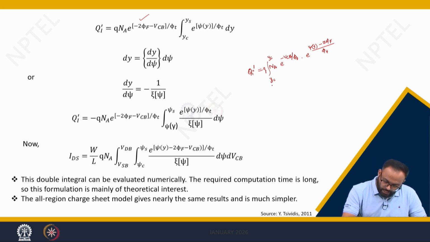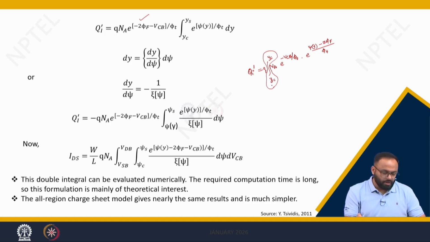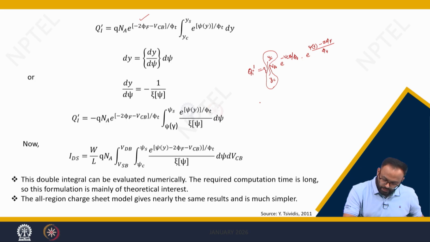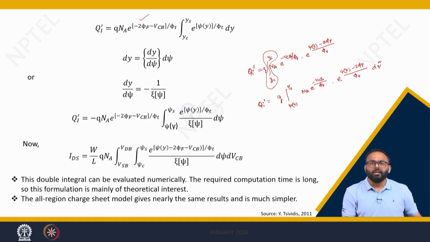Now here, can I replace this integration with what we have derived earlier as this? So I can represent this equation, the total charge is nothing but Q times the integration from psi y to psi s of Na e to the power of minus Vcb divided by phi t into e to the power of (psi y minus 2 phi f) divided by phi t d psi, where psi is a dummy variable.